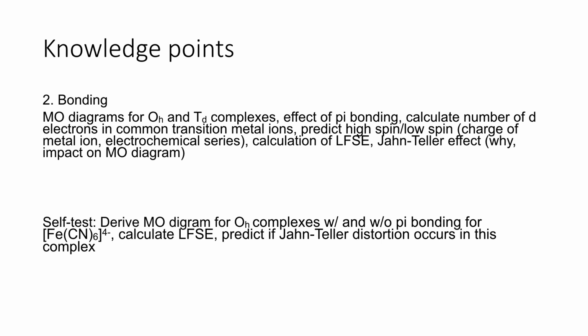Once you have done that, you can fill in the correct number of electrons and make a prediction whether this is high spin or low spin. Then calculate the ligand field stabilization energy, and finally predict if Jahn-Teller distortion is likely to occur for this particular complex.